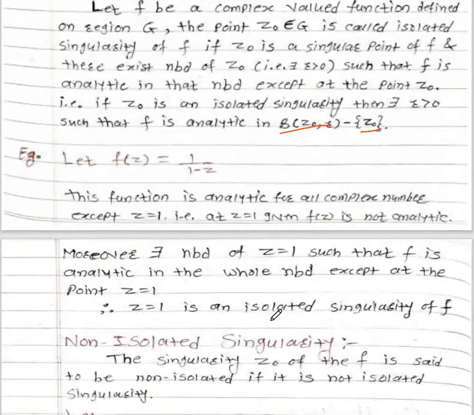What is the example? Let f of z equal to 1 upon 1 minus z. This function is analytic for all complex numbers except z equal to 1. Okay, so if z equal to 1, then this gives the singular point, singularity. At z equal to 1 the given function cannot be analytic. Moreover, there exists a neighborhood of z equal to 1 such that f is analytic in the whole neighborhood except at the point z equal to 1.